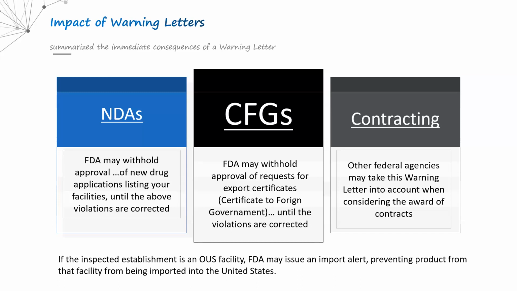Normally, when any regulatory warning letters are issued, even other countries initially ask for, or go through, these kinds of warning letters, so that unless and until you are complying with these warning letters, they will not continue the contracts. So if the inspected establishment is an OUS facility, meaning out of United States facility, FDA may issue import alerts, and it prevents the products from the facility from being imported to United States.